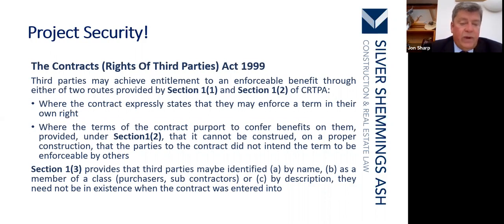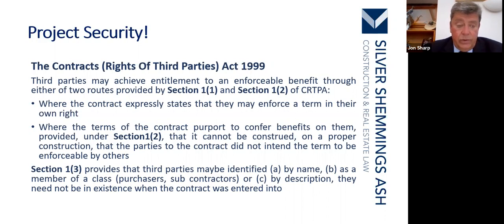Section 1(3) provides that third parties may be identified by name, as a member of a class, so subcontractors. How much right do you want your subcontractors to have under the terms of your main contract? All of them? None of them? Some of them? A bit of them? But make sure you know what it is you're giving your subcontractors rights to.